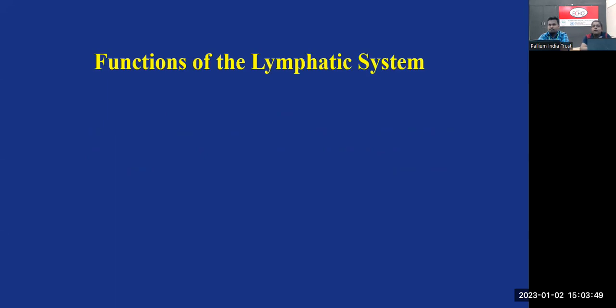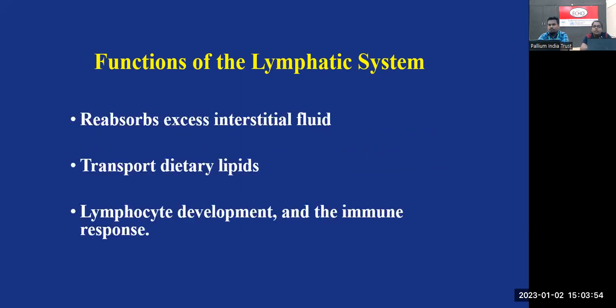There are three major functions of the lymphatic system. The first function is to reabsorb excess interstitial fluid. Wherever the lymphatic fluid originates, the lymphatic capillaries will absorb the lymphatic fluid from the interstitial space. That is why our fluid and electrolyte balance is maintained well.